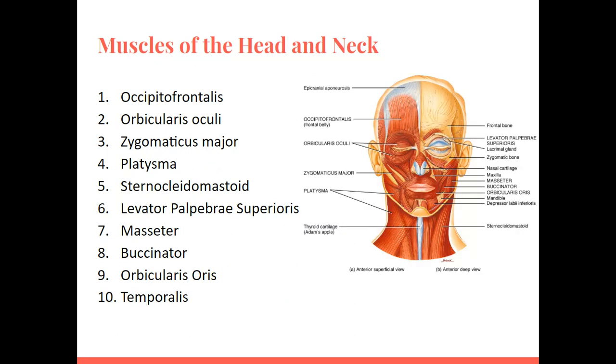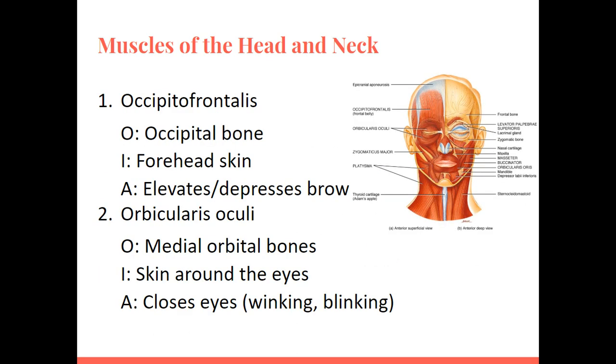All right, so the muscles of the head and neck, there's 10 of these, and these are definitely not every single muscle found in the head and the neck, but we're just going to cover the major ones that I think are the most important for you to know about. Mostly, we're going to be focusing on facial expressions and movement of the jaw for like chewing and that sort of thing.